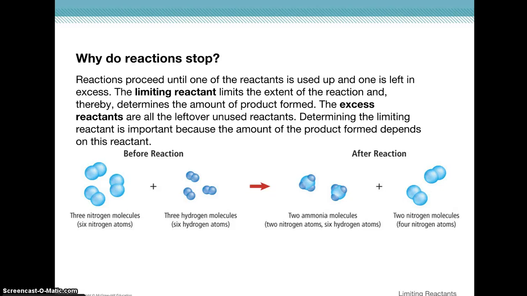Okay, so we've been talking about chemical reactions and stoichiometry, and now we're going to look at why reactions stop. When a chemical reaction is happening, it's going to continue happening until one of the reactants is used up, and generally one is going to be left behind in excess. So the limiting reactant limits the extent of the reaction and thereby determines the amount of product formed.